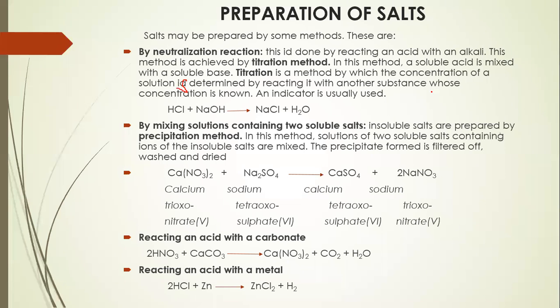Now, as the definition of this titration state, you have to know the concentration of one component of it and the other. So you need to measure it well, so that it gives you a balanced reaction. So you have an equation for this titration method or neutralization reaction: hydrochloric acid, HCl, plus sodium hydroxide, NaOH.